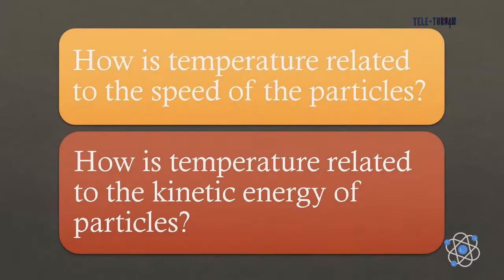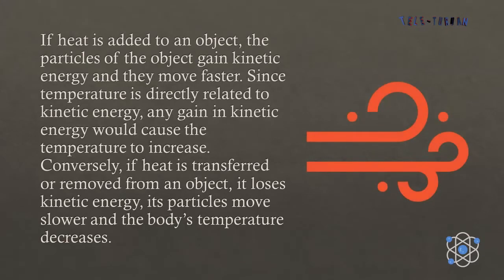During the course of our discussion, let us try to answer the following. How is temperature related to the speed of the particles? And how is temperature related to the kinetic energy of the particles? If heat is added to an object, the particles of the object gain kinetic energy and they move faster. Since temperature is directly related to kinetic energy, any gain in kinetic energy would cause the temperature to increase. Conversely, if heat is removed from an object, it loses kinetic energy. Its particles move slower and the body's temperature decreases.